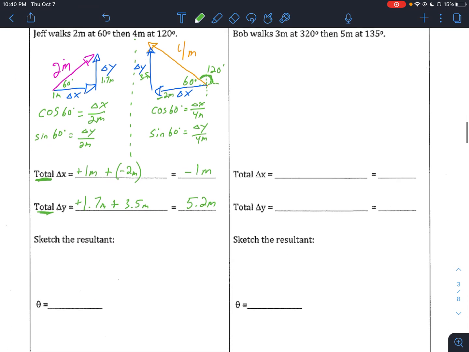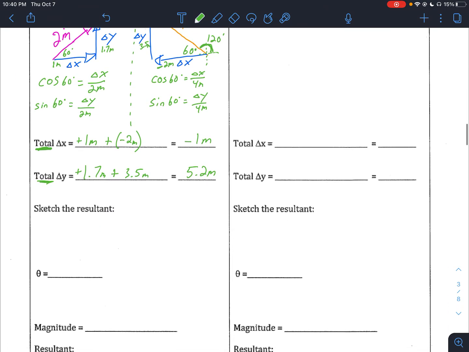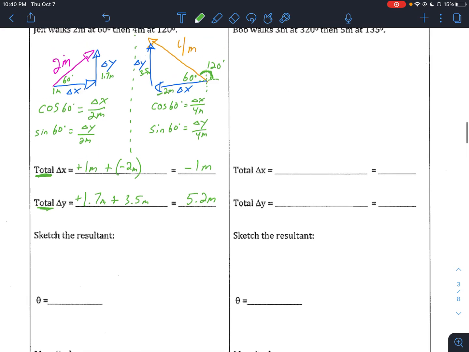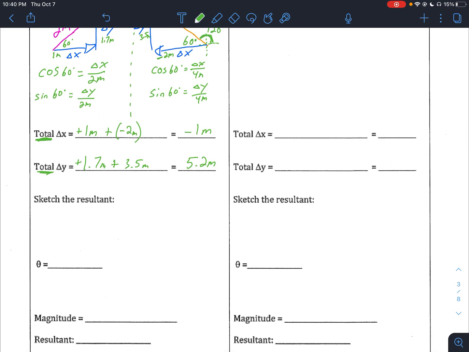All right, the next thing. So we broke up our components, our 2 meter and our 4 meter vectors. We broke them up into x and y. We summed them, and we have an x and y. So now it's basically what we started off this packet doing.